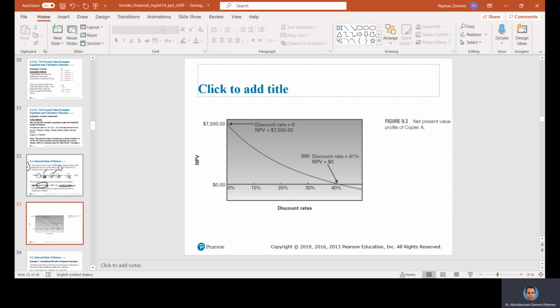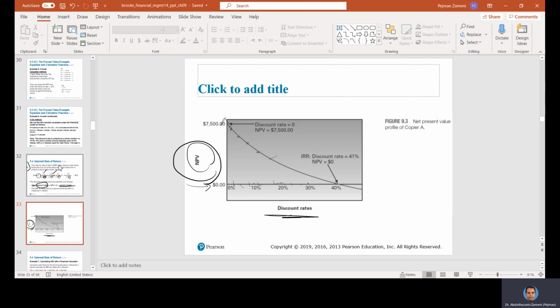Okay, look at this graph. We assume that this axis here is the different discount rates, and this axis is our NPV. We try to find the net present value of the projects with different discount rates. We change the discount rate, we find the NPV. We change the discount rate, we find the NPV of the project. This is called sensitivity analysis. We want to know how the NPV of the project is going to change with higher or lower discount rates.